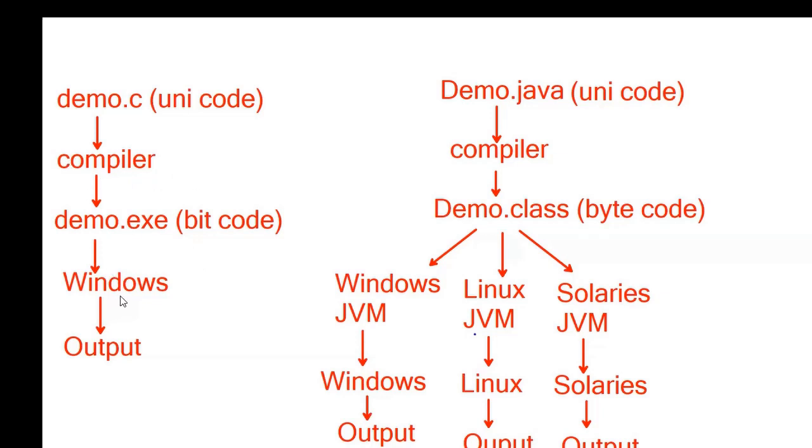Okay, suppose, is C language platform dependent or independent? C language is platform dependent. If I copy this demo.exe file to a pen drive and run it on another operating system, it will not run, because of what the compiler did here.